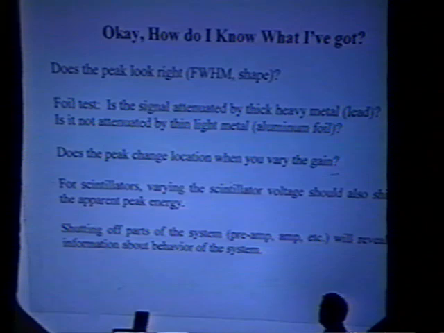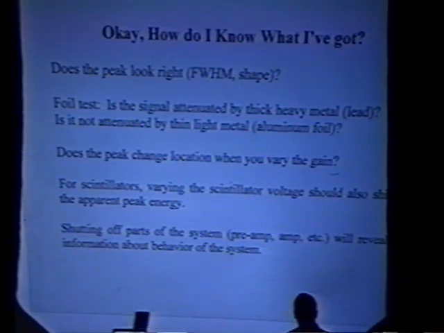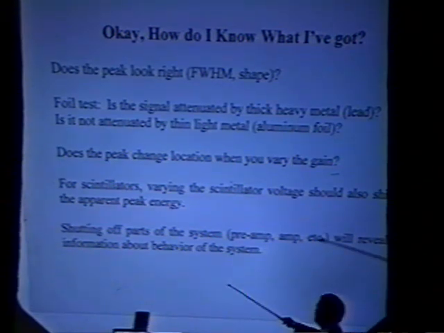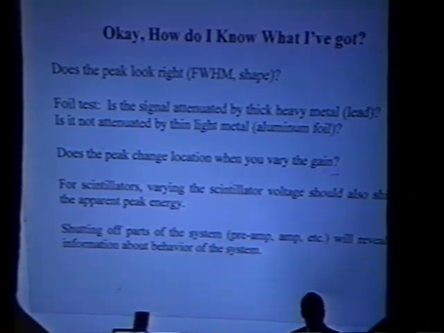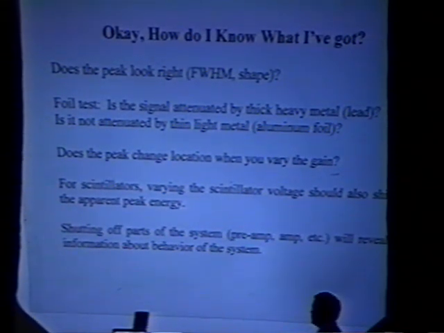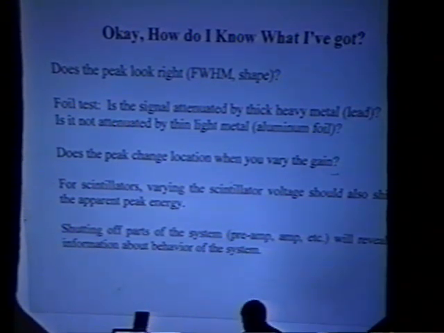Also, if you vary the gain of the amplifier or preamplifier, that will also change the peak energy. That will happen for a real peak. If it's an electromagnetic artifact, it probably won't affect it, or might do something else. You can also just shut off parts of the system. It's really bad if you take out the power supply and you've still got signal, and that's your first hint that probably it's not real. But these are things that you can do no matter what kind of detector you have, to try to extract some better information.